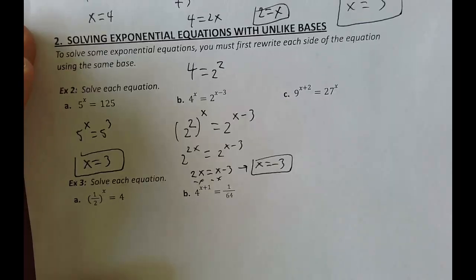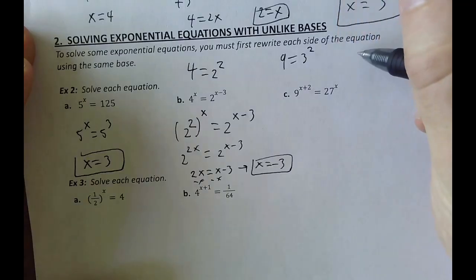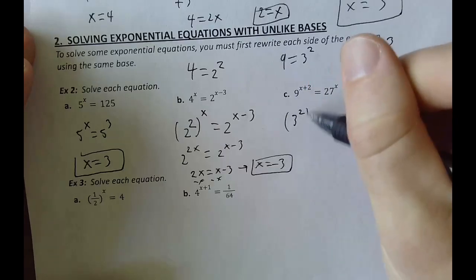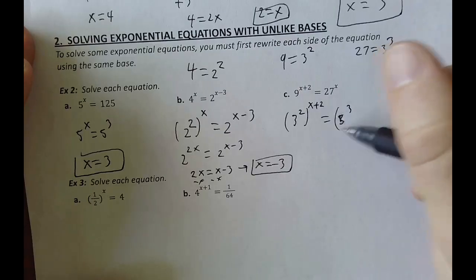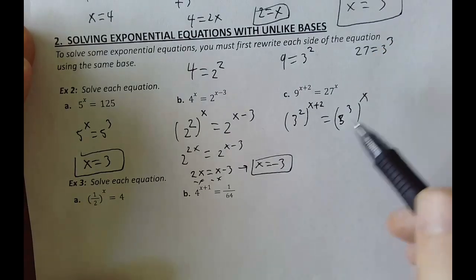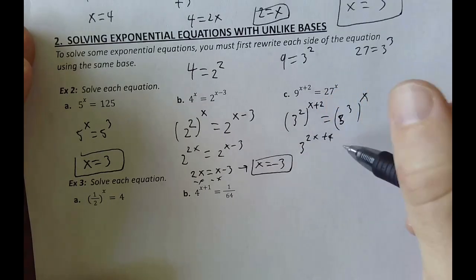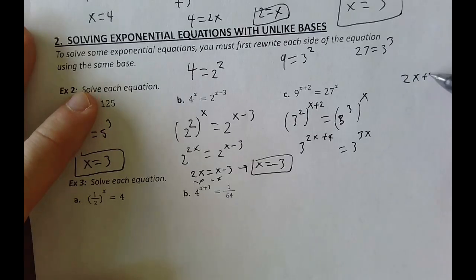Okay, so what I'm going to do is change both of these. 9 is 3 squared, 27 is 3 cubed. So let's rewrite it. 3 squared to the x plus 2 equals 3 to the third to the x. Then I'll distribute, so it'll be 3 to the 2x plus 4 equals 3 to the 3x. Now that the bases are the same, I can write it as 2x plus 4 equals 3x, subtract 2x from both sides, 4 equals x.